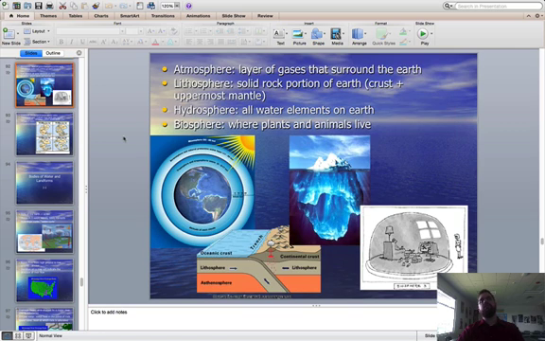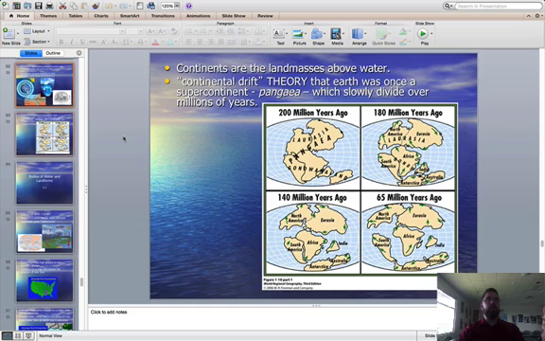And then you do need to know your spheres. So the atmosphere is the layer of gases that surround the Earth, so like oxygen and stuff like that. Lithosphere is the solid rock portion of the Earth, so that's basically the crust. The hydrosphere is all the water elements, so that includes all the oceans, icebergs, glaciers, lakes, ponds, groundwater, everything. So all water is part of the hydrosphere. Then the biosphere is where plants and animals live, which of course is in the ground, on the ground, and in the air if you're a bird.